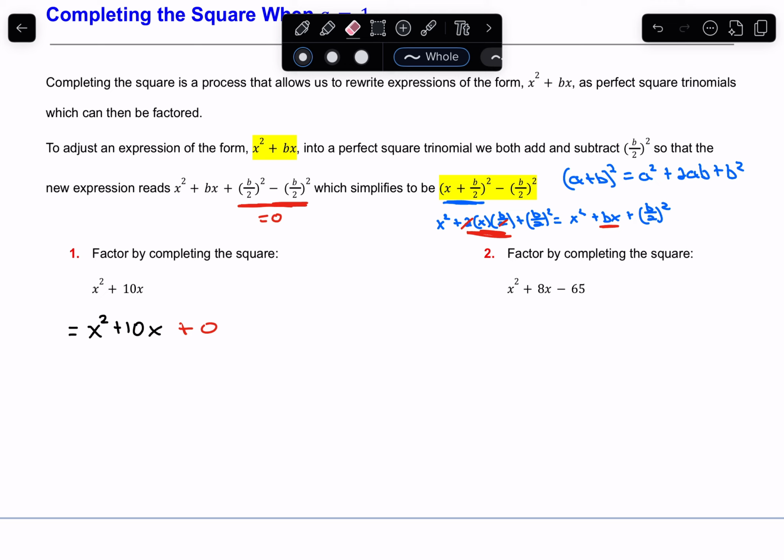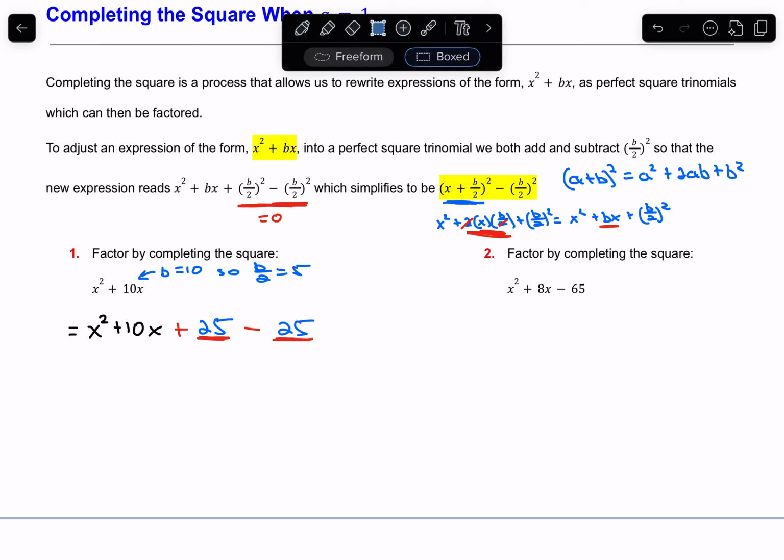So instead of putting an actual 0 there, I'm going to add something and I'm going to subtract that same thing. So those two blank spots are going to be the exact same thing. And we already know what they're going to be. They're going to be b over 2 squared in both places. So how do we get to b over 2 squared? Well, we take the b term, which is 10. So right here, b equals 10. So b over 2 is equal to 5. We just divide it by 2. Now I square it. So b over 2 squared is going to be 5 squared, which is 25. So I write 25 in both blanks.